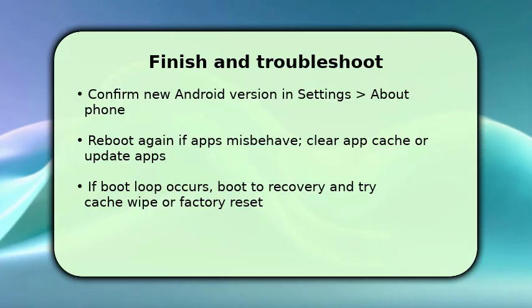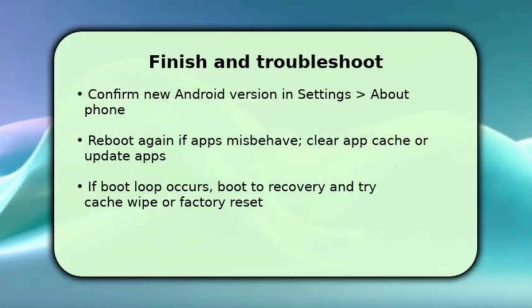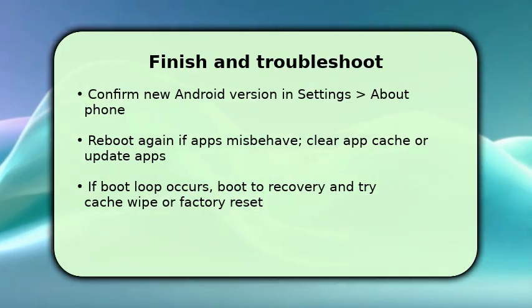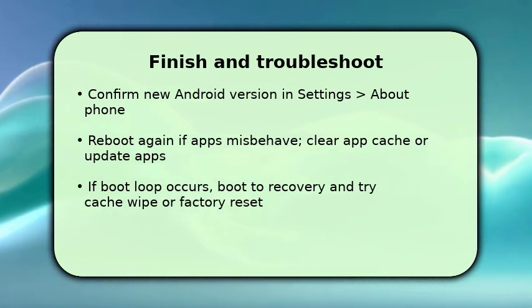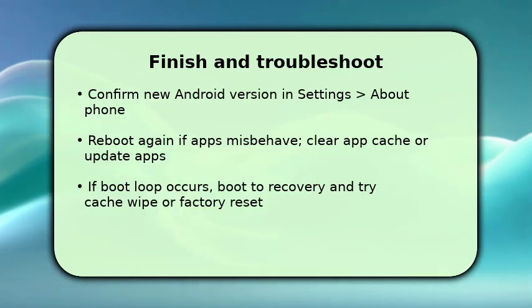You finish by checking Settings, About phone, to confirm the new Android version and build number. This verifies success. If apps act up, reboot once more, then update apps from your store or clear their caches so they adapt to framework changes.